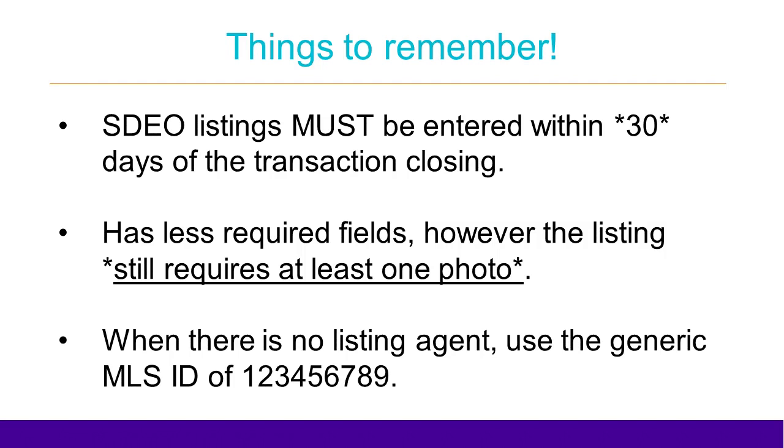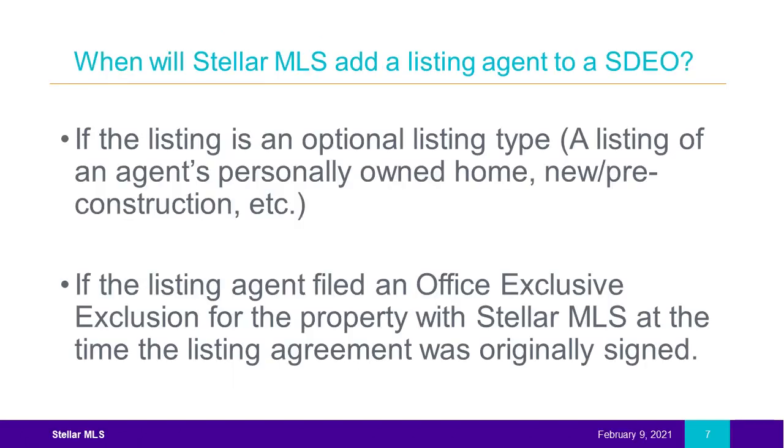A very common question we get is, when would Stellar add a listing agent to a sold data entry only? Well, there are a couple scenarios here. If the listing is an optional listing type, like a listing of an agent's personally owned home, that's okay. Or if the listing agent filed an office exclusive exclusion for the property with Stellar MLS at the time the listing agreement was originally signed.